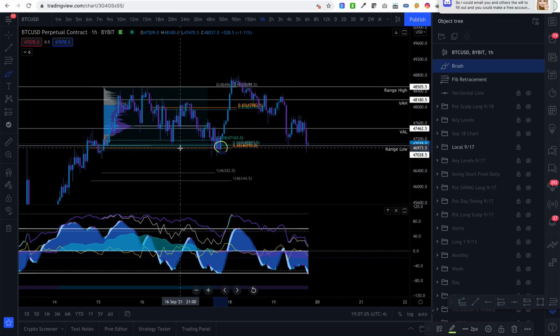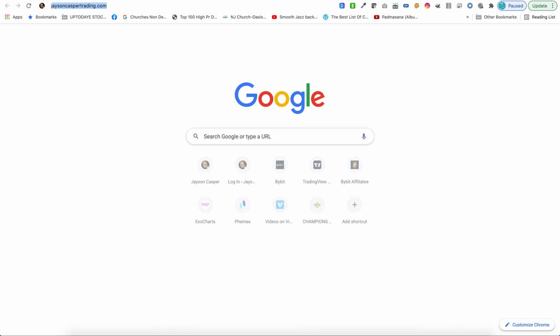because we had a range low down here, we had a Fibonacci golden pocket down here, we had a point of control down here, and there was a lot of confluence here for a nice move to the upside, which we absolutely got. And then again, this trade here, a few days later, there was more confluence down here for a scalp as well.